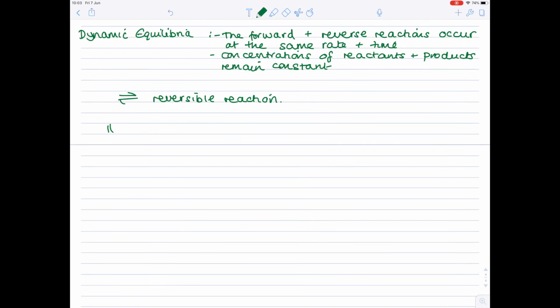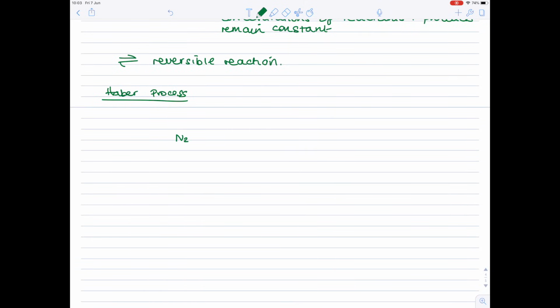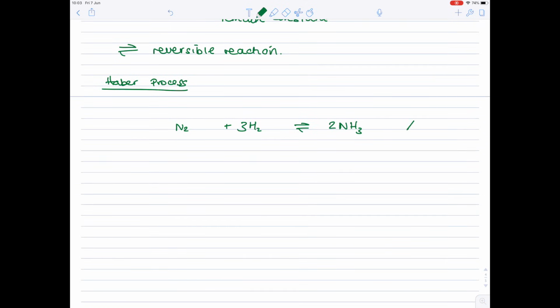And I'm actually going to use the Haber process to demonstrate this. So in the Haber process, we've got nitrogen reacting with hydrogen. Here's your reversible arrow forming ammonia. Now I need to tell you that the forward reaction is exothermic, which means it gets hot. So how can we increase the yield and why? So increasing the yield of ammonia is all about producing more ammonia.